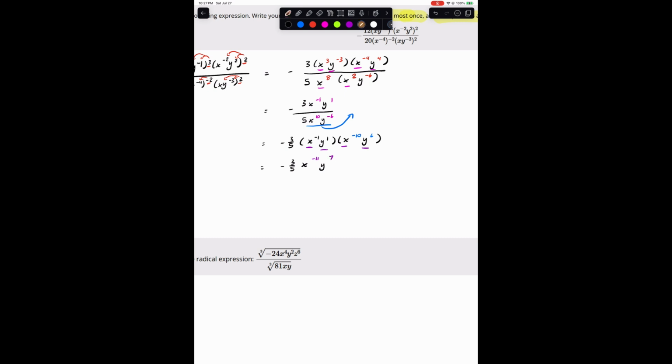One last step is that I need to deal with this negative exponent. So negative 3 y to the 7, then 5 on bottom, and x to the 11th. That is my answer.